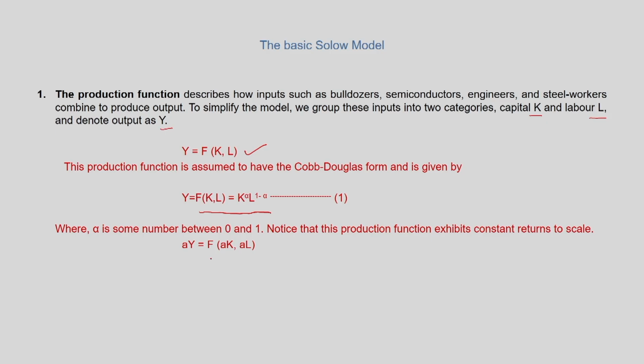So in this example, capital and labor are increased by some amount A, and output also changes by the amount A. The production function used in the Solow model is of the Cobb-Douglas form, and it exhibits constant returns to scale. Now, to take this idea forward, we have also assumed that the production in this economy is taking place in a perfectly competitive framework.